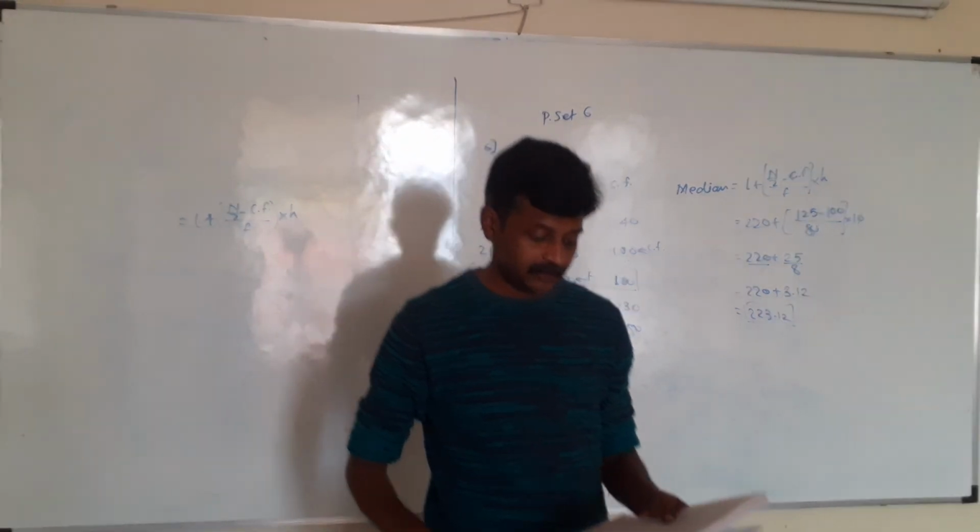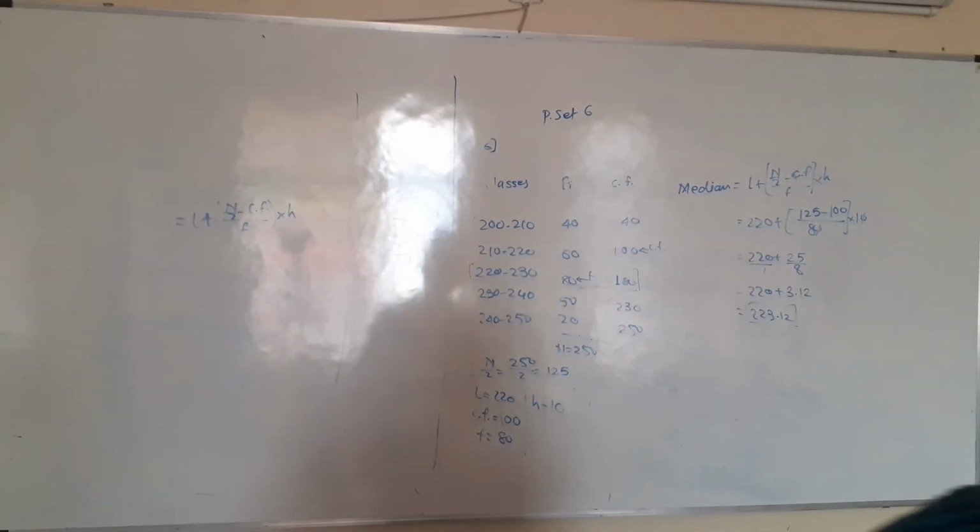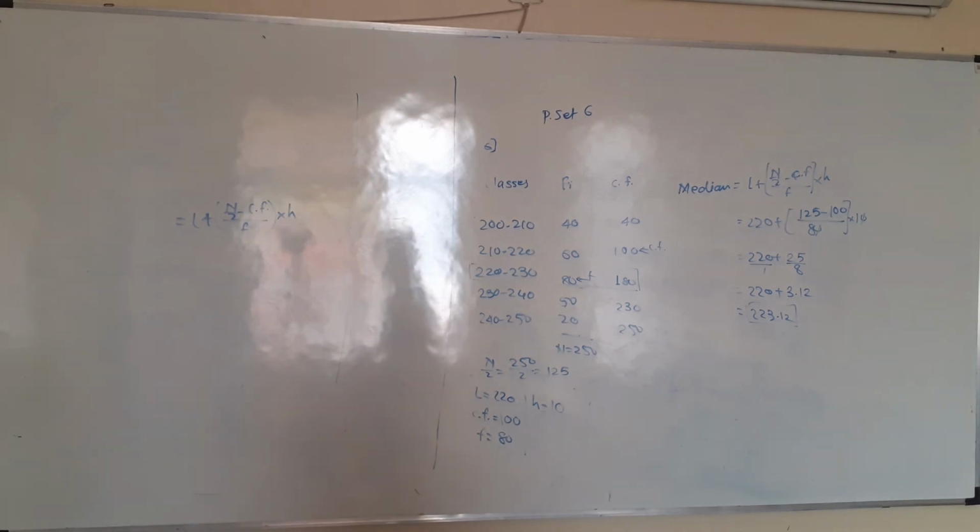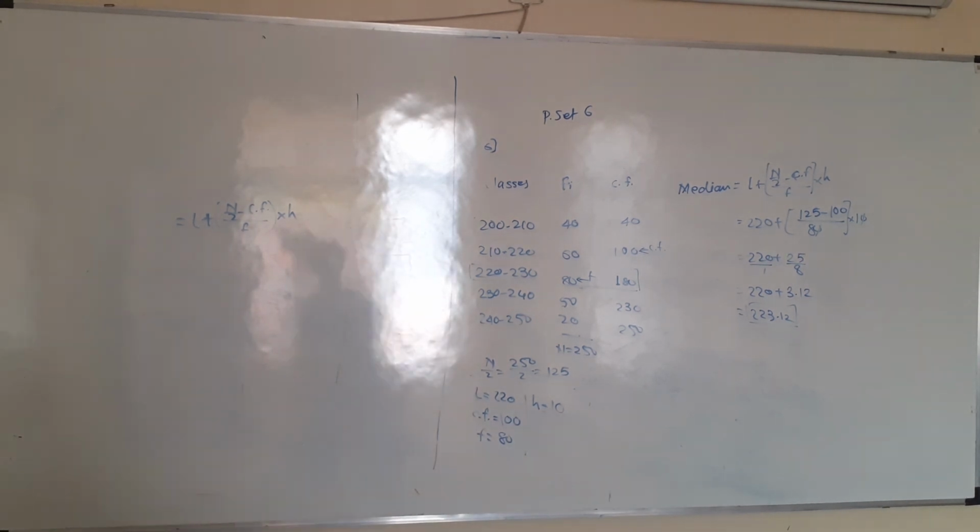See, find the median of the distances. Here in the question it is written that distance is in kilometer. So the median distance, or median of the distances, will be equal to 223.12 kilometer. That will be our final sentence. Median of the distances is equal to 223.12 kilometer. So we finish here question number 6 of problem set number 6.